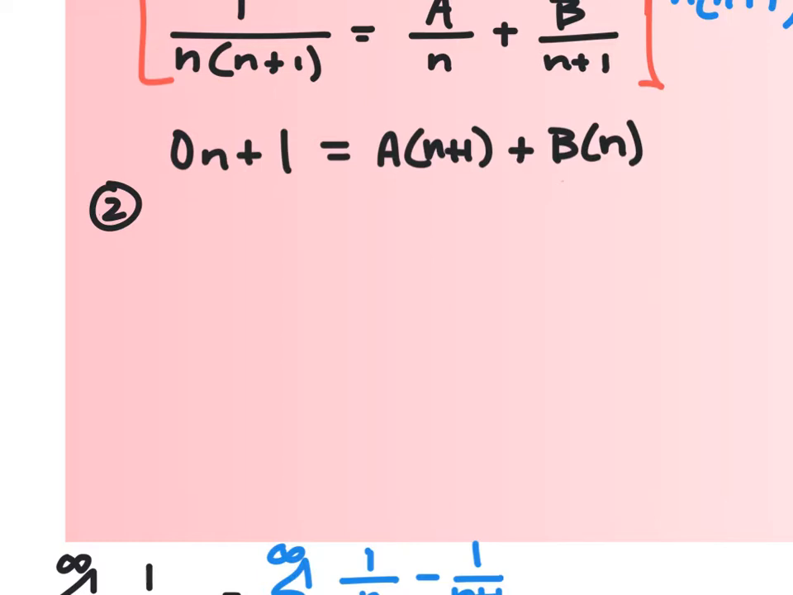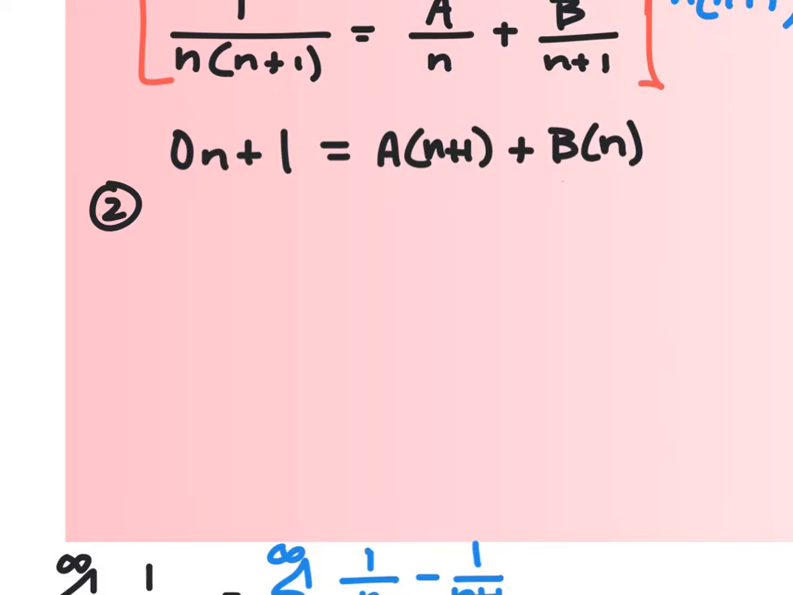A equals 1. Actually, I need to go back. So just remember a equals 1. We already knew that anyways. What if n equaled negative 1? Why would I pick negative 1? Because negative 1 will negate that. So if n equals negative 1, what do I get? I still get 1 equals, that would be a times 0 plus b times negative 1. So that means 1 equals negative b, so b equals negative 1.